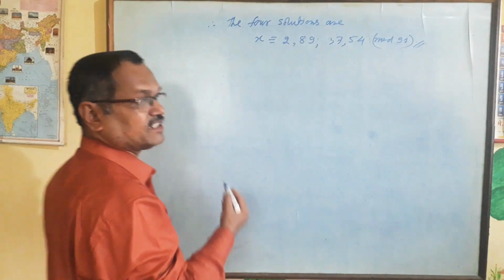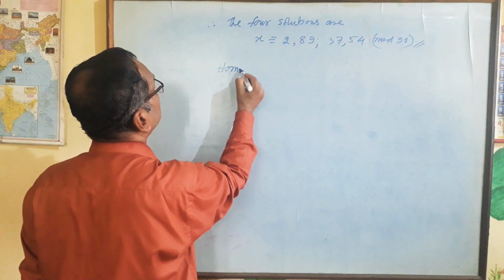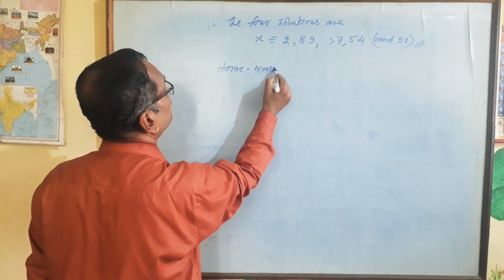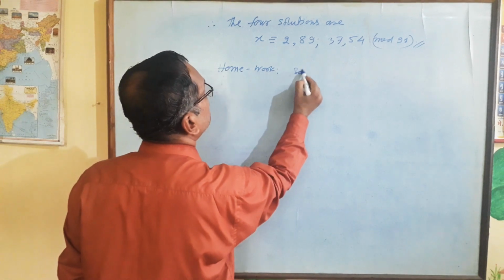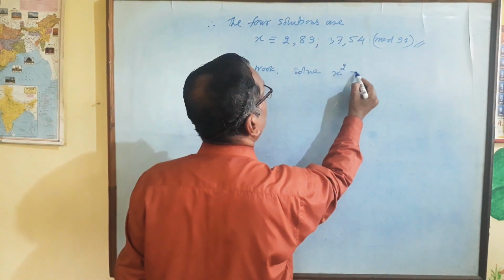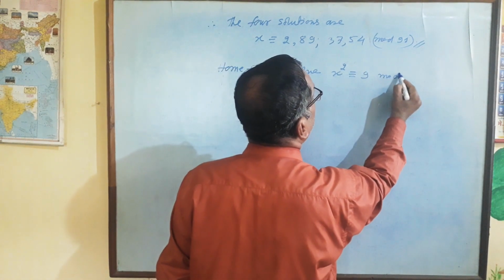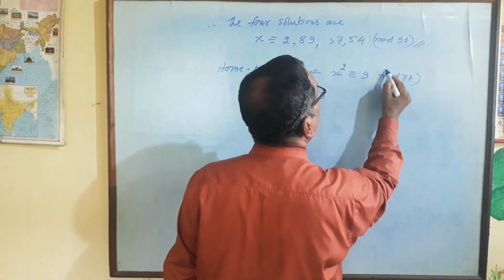So let us take a problem for yourself as homework, you can say. Solve x square congruent to 9 mod 77.